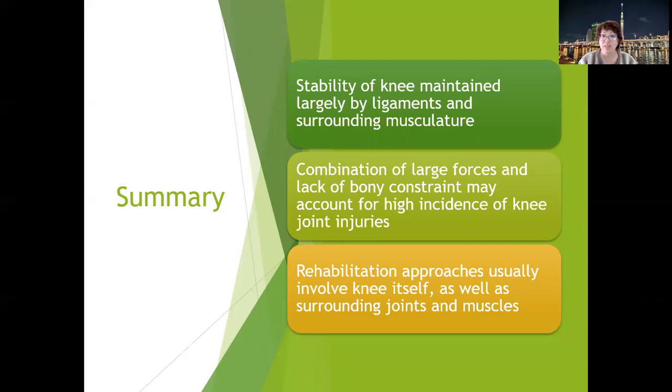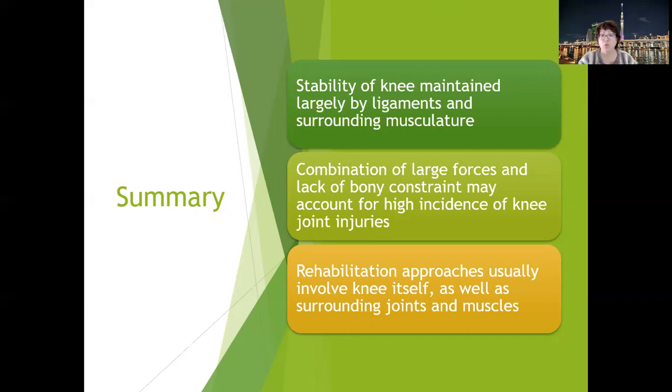Rehabilitation approaches usually involve intrinsic strengthening of the knee itself, as well as extrinsic, the surrounding joints and muscles. So a lot of times when we're doing knee rehab, we're not just working on strengthening the knee, we're also working on strengthening the hip and strengthening the ankle and working on stability and mobility in the entire lower extremity.